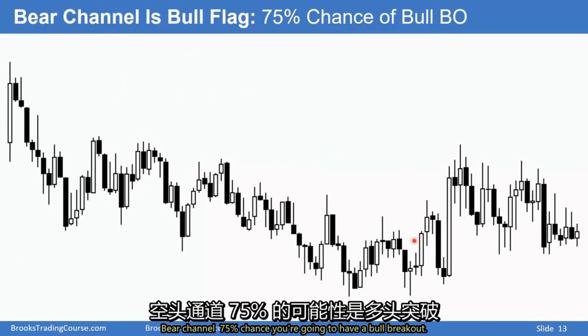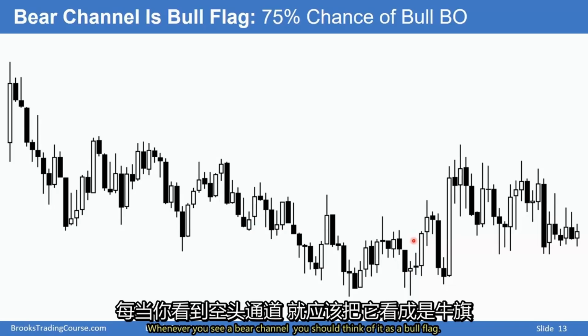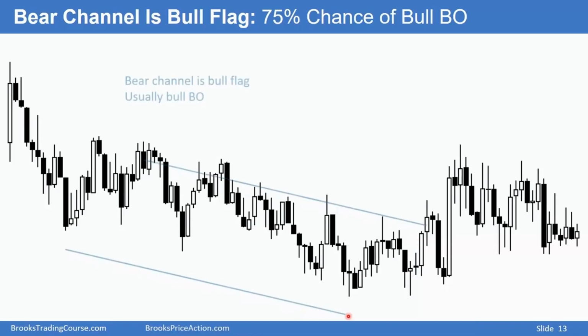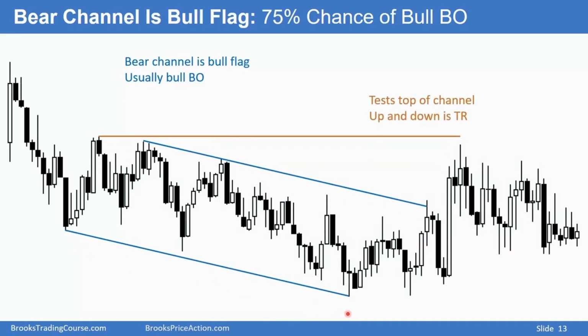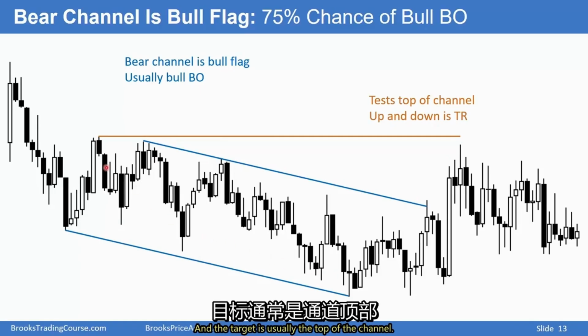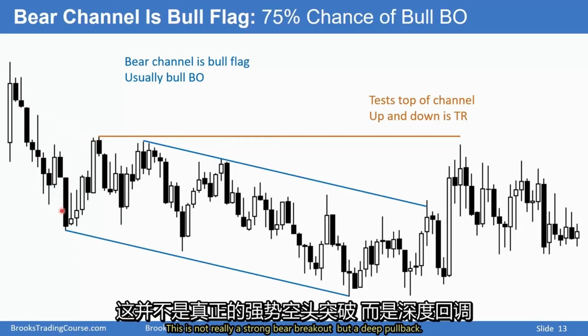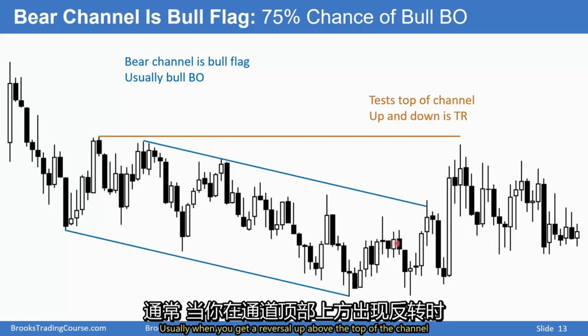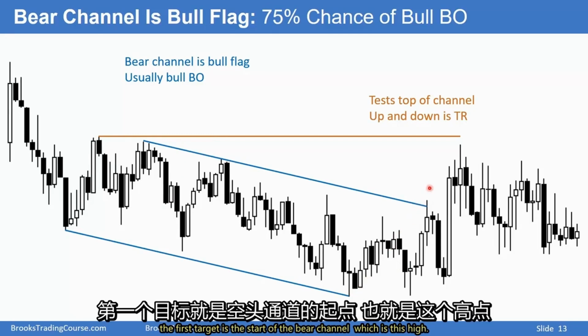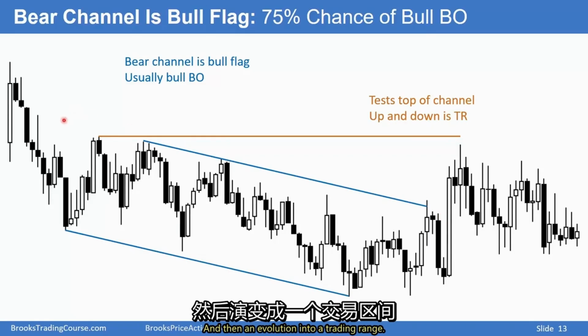Bear channel, 75% chance you're going to have a bull breakout. Whenever you see a bear channel, you should think of it as a bull flag. And the target is usually the top of the channel. This is not really a strong bear breakout, but a deep pullback. This is probably the start of the channel phase. Usually when you get a reversal up above the top of the channel, the first target is the start of the bear channel, which is this high, and then an evolution into a trading range.